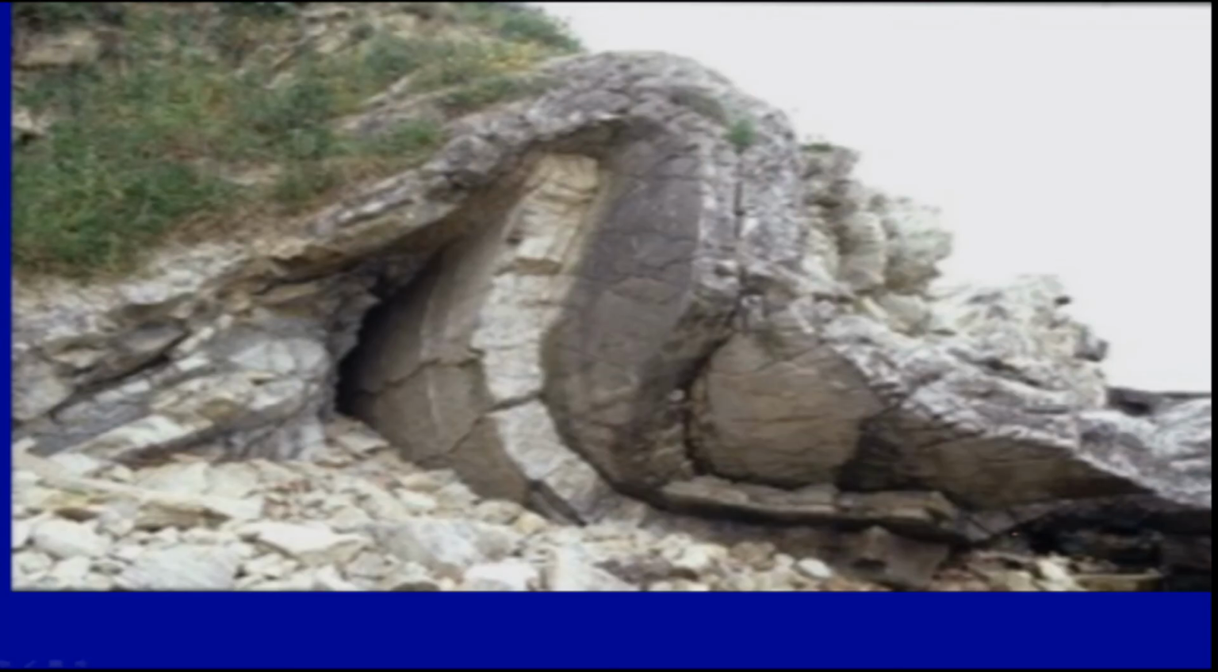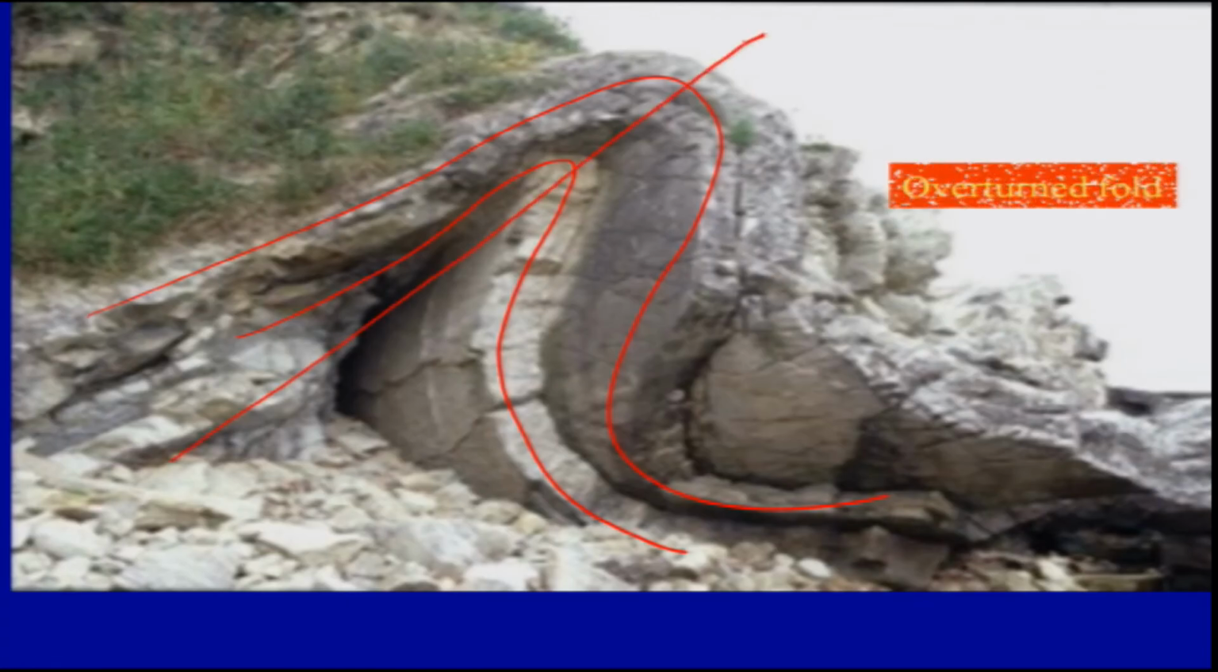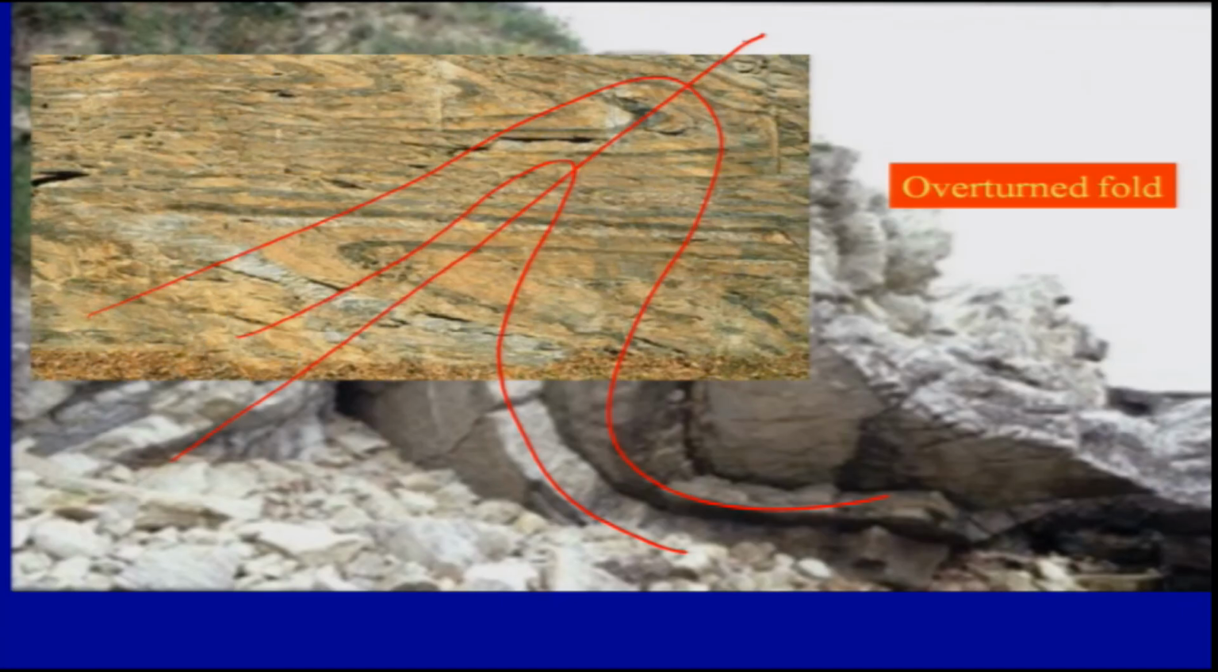If you look at this one, this is the normal limb, but this one is getting overturned. So it has moved beyond the vertical. The fold axis, or the axial plane, will be somewhere here. So this is an overturned fold.